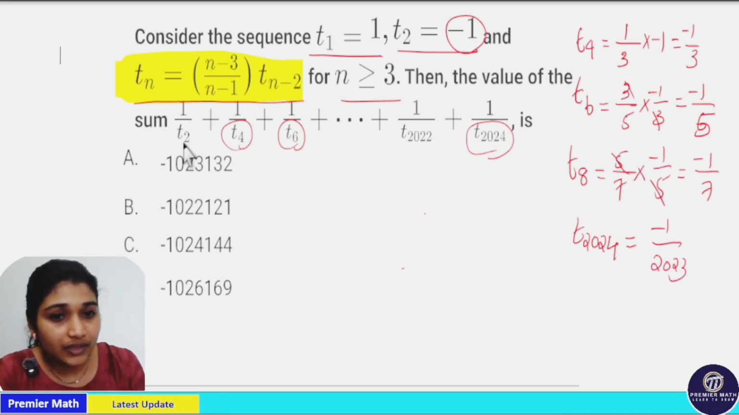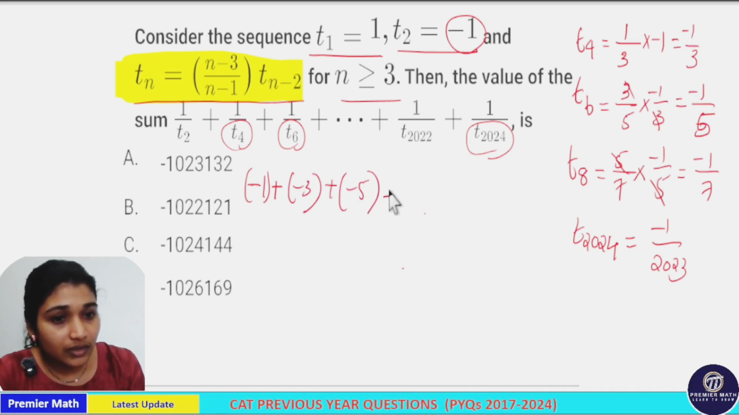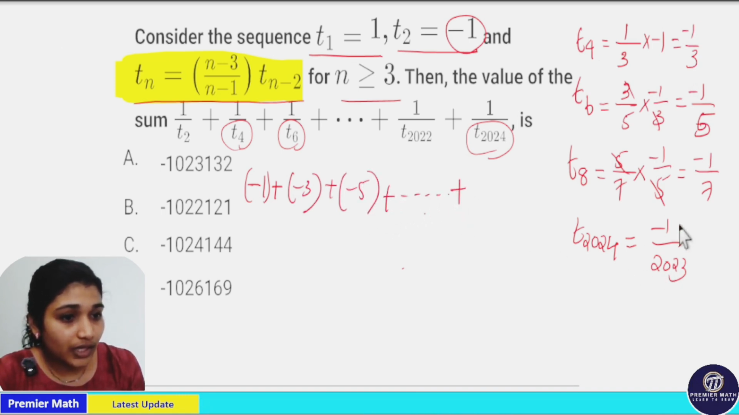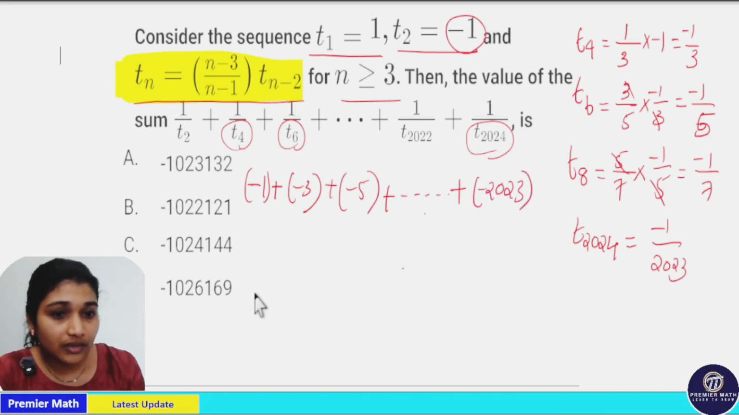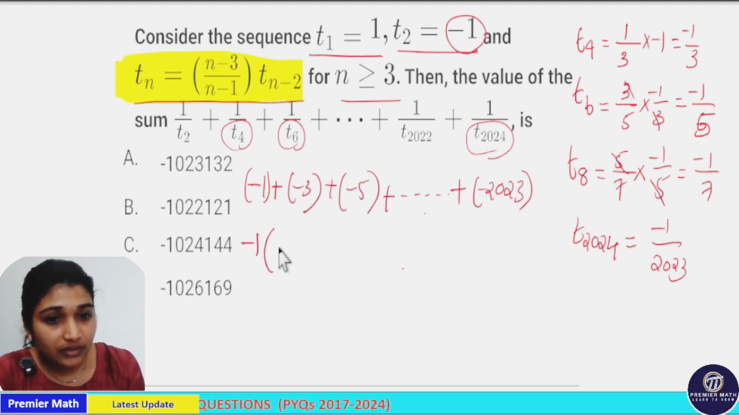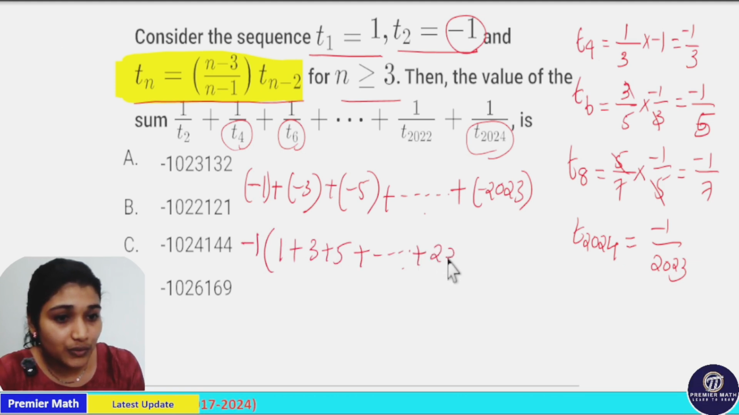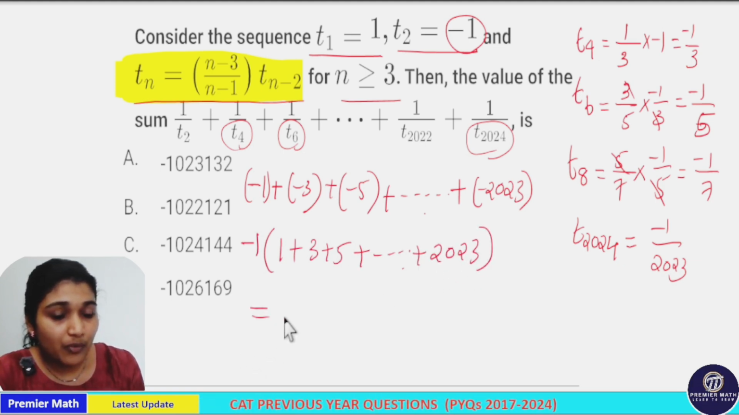Now take the sum. Here 1 by T2 means 1 by minus 1, which is minus 1. And 1 by T4 means 1 by minus 1 by 3, that is the inverse of minus 1 by 3, which is equal to minus 3. And the inverse of minus 1 by 5 is equal to minus 5, etc., up to the inverse of minus 1 by 2023, which is equal to minus 2023. Now if you take minus 1 outside, the remaining terms will become 1 plus 3 plus 5 plus etc. up to 2023. Now the sum of odd numbers formula is equal to n square.